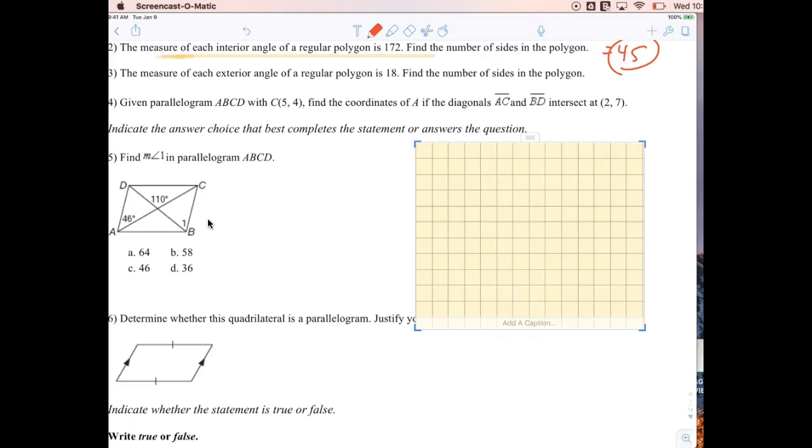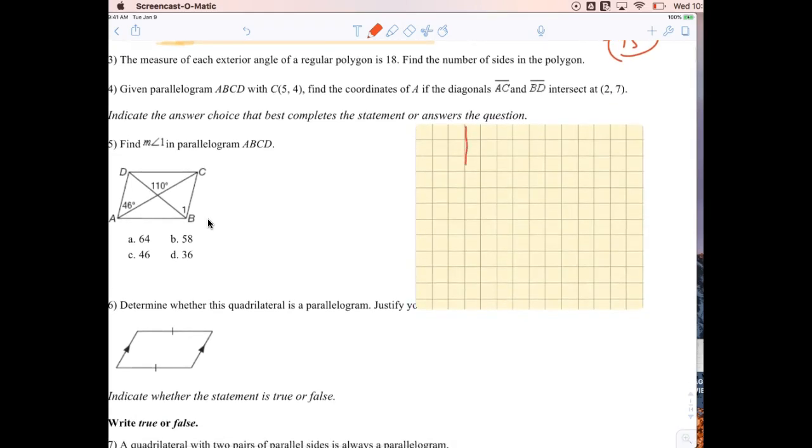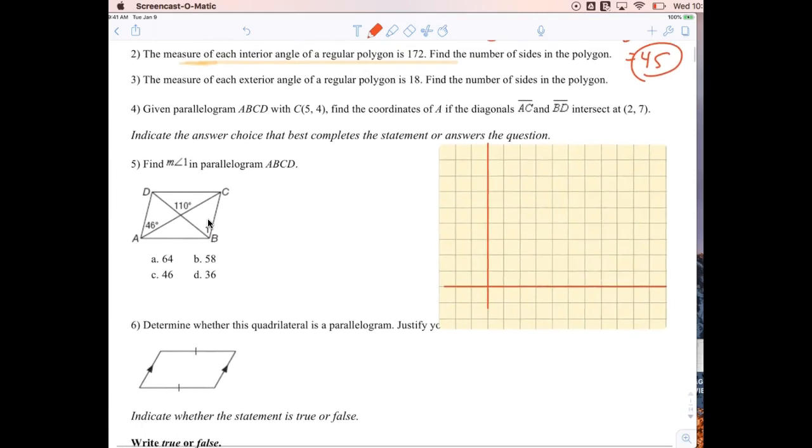So if I'm looking at this, C is (5, 4). 1, 2, 3, 4, 5. 1, 2, 3, 4 right here. And then the diagonals intersect at (2, 7). So let's find that. 2, 1, 2, 3, 4, 5, 6, 7. That means that's half of the diagonal. Do you agree with that?